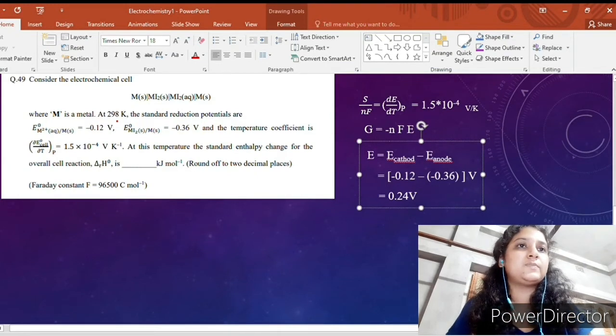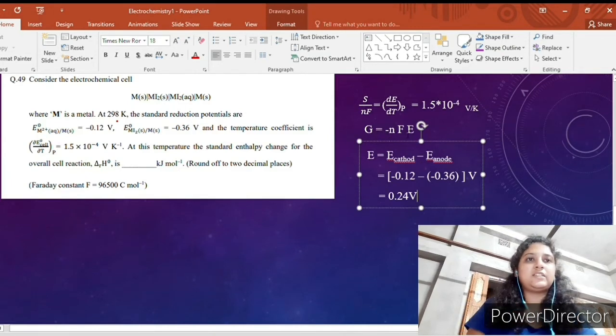As the E value is plus 0.24 volt, that means the del G value will be negative, because there is a minus sign in the equation for G. That means this reaction is a spontaneous reaction. Only by this calculation you can say that, but you don't have to mention it here, because the question is not whether the reaction is spontaneous or non-spontaneous. The question is what is the value of del H.